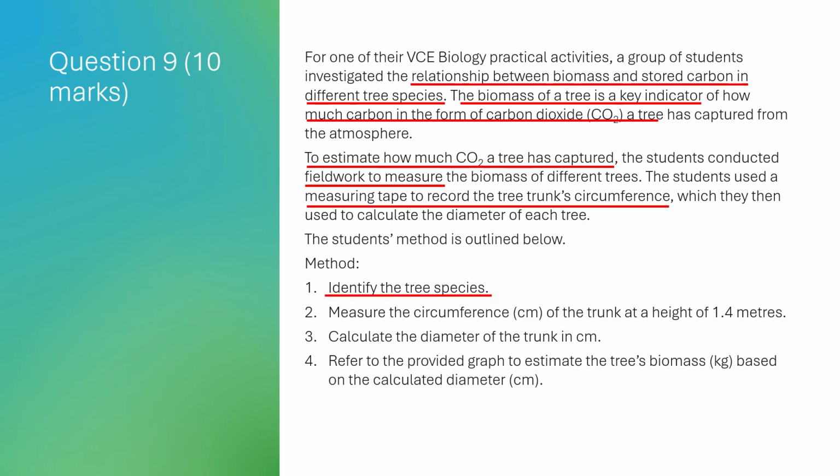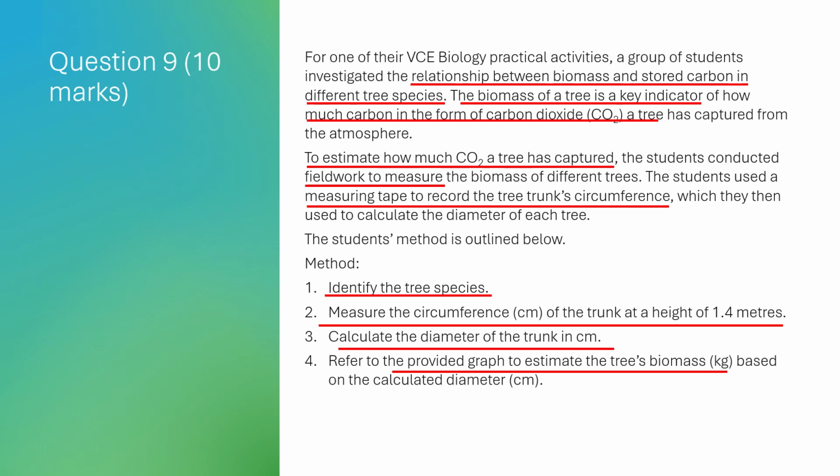Method: identify the tree species. Measure the circumference, cm, of the trunk at a height of 1.4 meters. Calculate the diameter of the trunk in cm. Refer to the provided graph to estimate the tree's biomass, kilogram, based on the calculated diameter, cm.